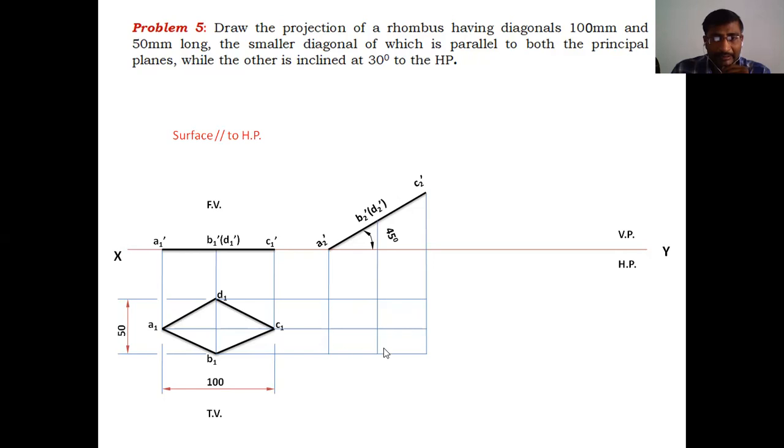After getting the grid at the top view, we have to locate the points, the intersection points of the vertical projectors and horizontal projectors. Then we will get the second stage top view here. How to locate the points? The projector, that is a line drawn from A2 dash, will intersect the line drawn from A1. The intersection point is A2.